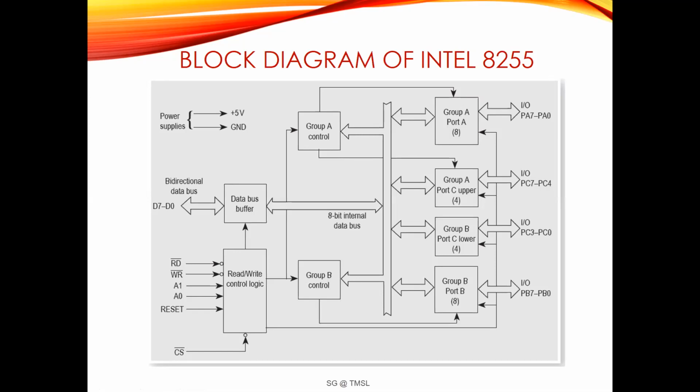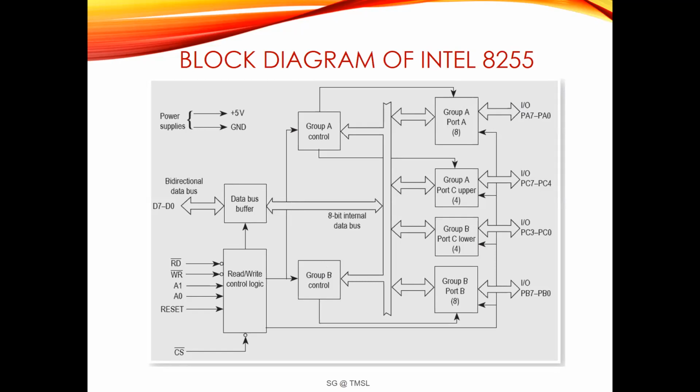So it is a 40 pin IC. And now the three ports are grouped in this way: group A, which is port A, 8-bit in size, that is PA0, PA1, PA2, PA3, PA4, all the way up to PA7. All 8 bits can be connected to the input output devices.